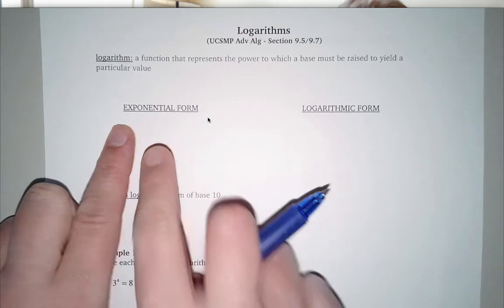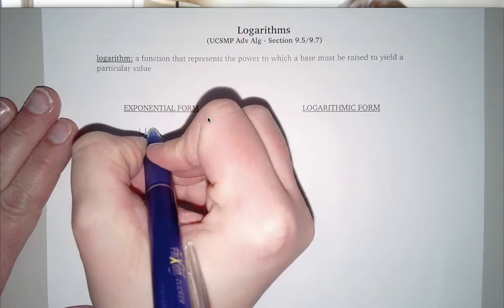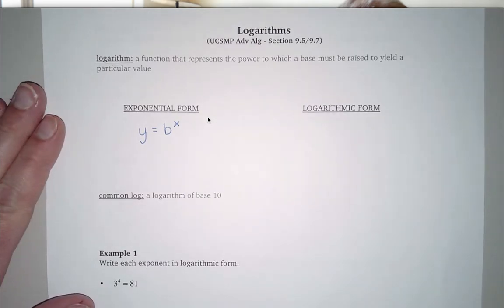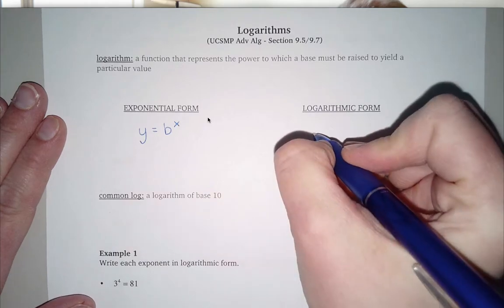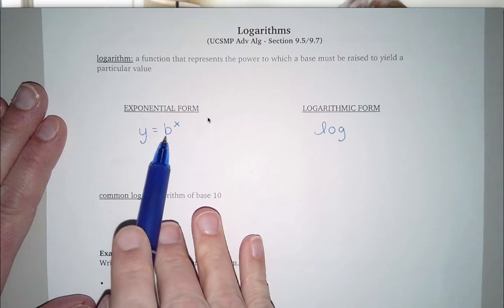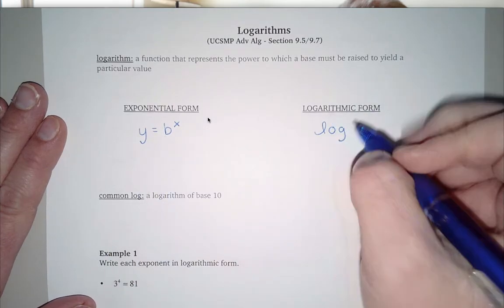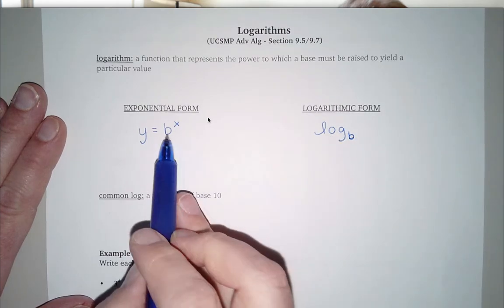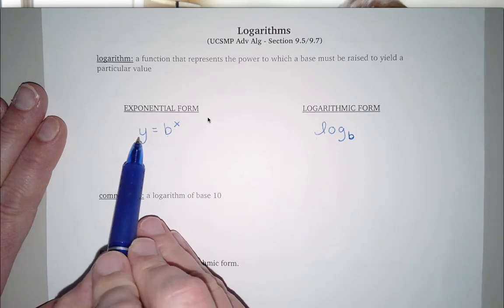So if we have an equation that looks like this, y equals b to the power of x, let's say, that's an exponential equation. If I want to write that in logarithmic form, I write log, and then I'm going to use a base of b, which is the base in the exponential function over here as well. So I'm going to put a little subscript b here under the log. And then you go log base b of this number, the answer from the exponential function.